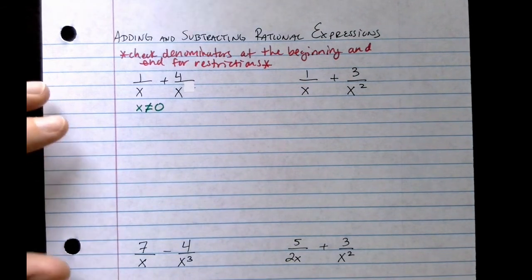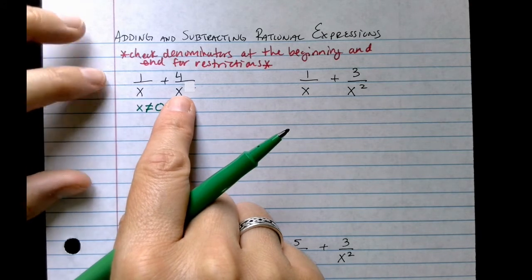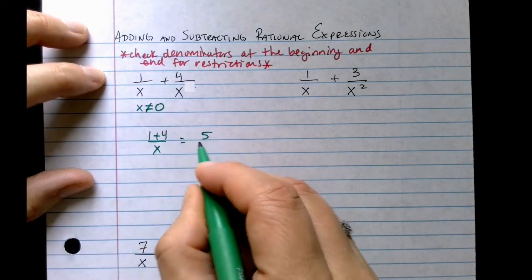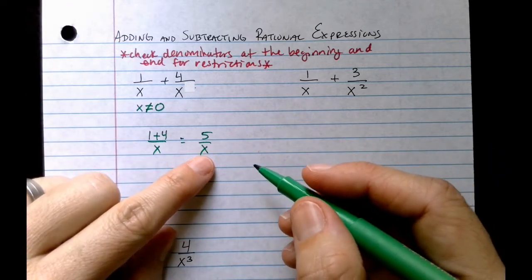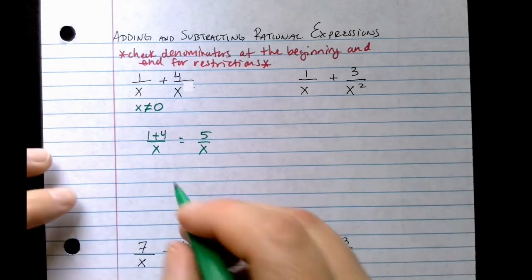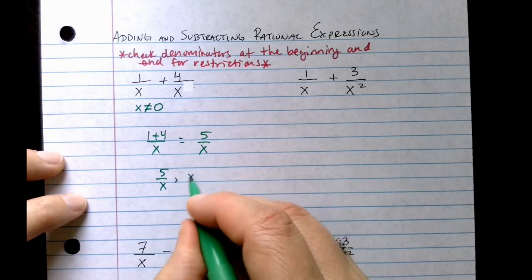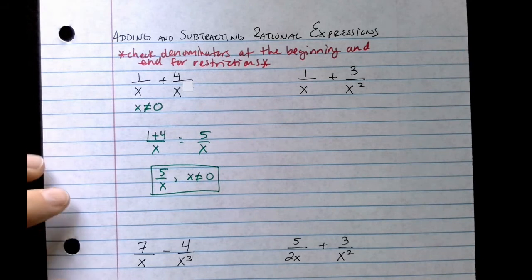Now let's actually simplify the problem. So my denominators are the same, so really I can just add whatever the numerators are. So that's my answer. Now let's check again. Did my denominator change? No, it's exactly the same as the beginning, so my restriction is still the same. So my answer is 5 over x, and then put a comma, and then say what the restriction is. And that's how I write my answer.